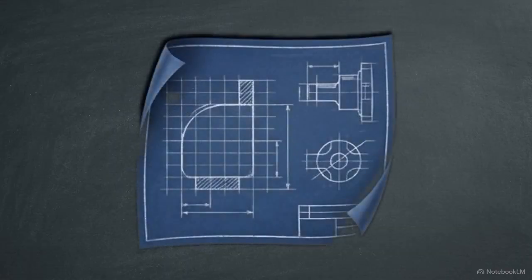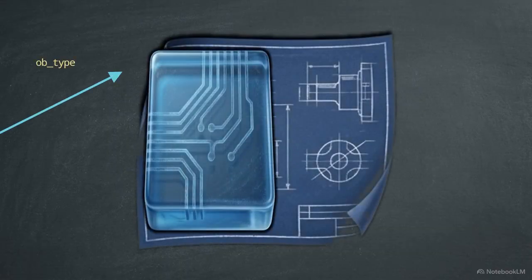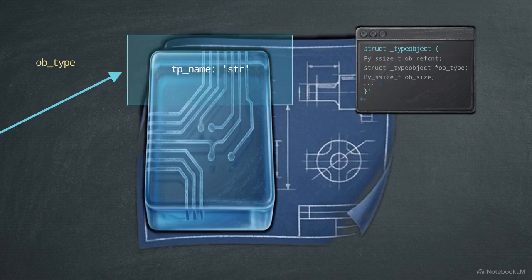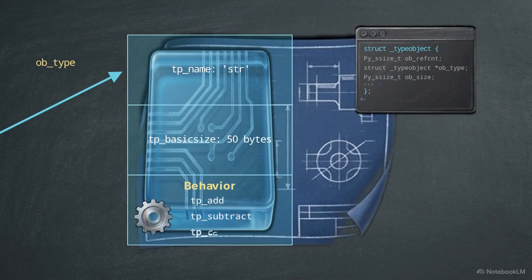This block is the destination, the PyTypeObject. This is a massive C struct responsible for storing all type information and behavior maps for a given class. The top section contains the identity field, TP name. This simply stores the string representation of the type, in this case str for string. Next is the basic size, or TP basic size. This exact metric dictates the precise number of bytes the Python interpreter must allocate in RAM whenever a new instance of this type is created.